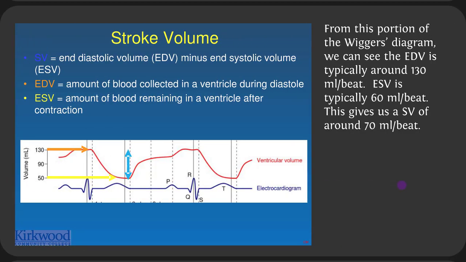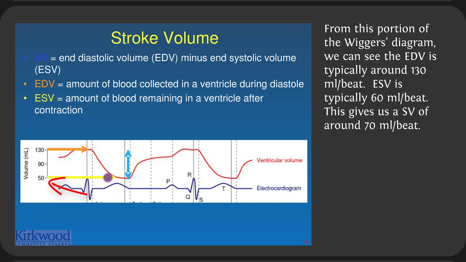From this portion of the Wiggers diagram, we can see that EDV is typically around 130 milliliters per beat. ESV, the end systolic volume, is usually around 50 to 60 milliliters per beat. This gives us a stroke volume of around 70 milliliters per beat. I should mention that's an interesting number too, because it also means that you still have 50 milliliters of blood in the heart after it's contracted.